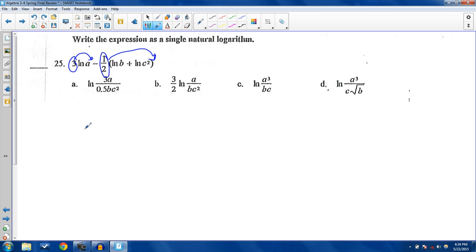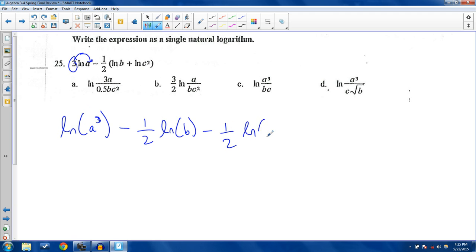You know what? In fact, I'm not going to do that yet. I am going to distribute that negative 1/2 now that I see this problem, because those are parentheses. And I want to take advantage of that. You'll see what I'm talking about. But I'll bring the 3 up. That's natural log of a cubed. I'll go ahead and do minus, and I'll separate them. Minus 1/2 times the natural log of b, minus 1/2 times the natural log of c squared.